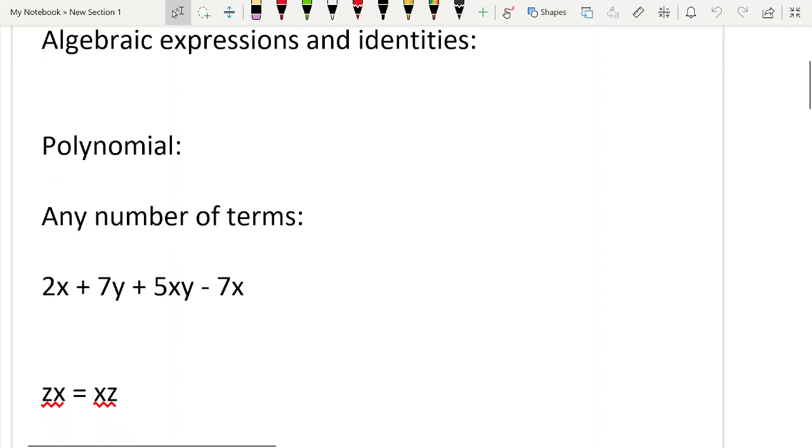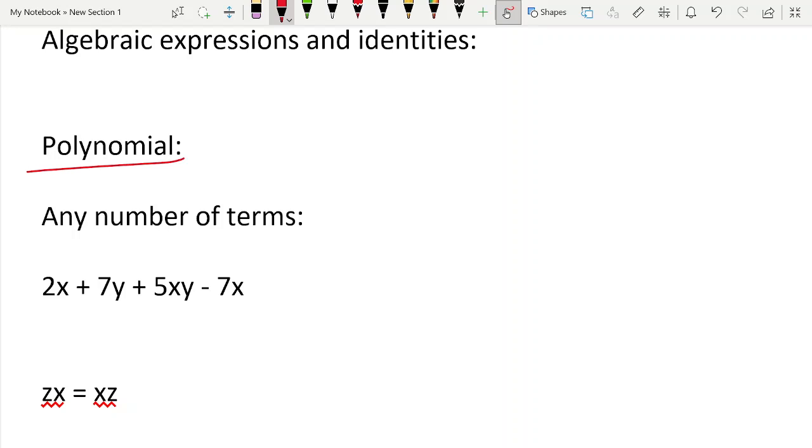Now, we have learned about terms in Class 7. Terms, I will tell you again, is that when you separate a value with an operation, then we call that a term. Now, what is a polynomial? A polynomial is any number of terms. So in Class 7, we learned about monomial, binomial, and trinomial. But in Class 8, we're going to learn about polynomial. Any number of terms. Even 2x is a polynomial.